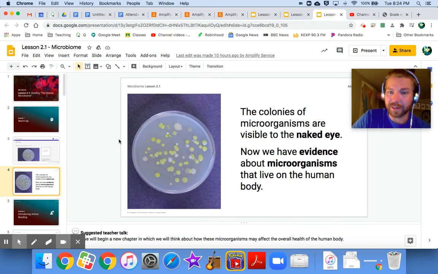Now we have evidence about microorganisms that live on the human body. Because remember, where did we get these from? A hand. We swabbed a human hand, swabbed it on the Petri dish, and ta-da! We grew all sorts of gross things.